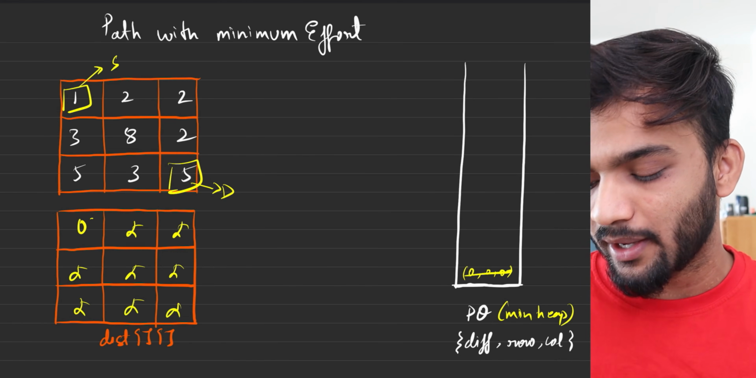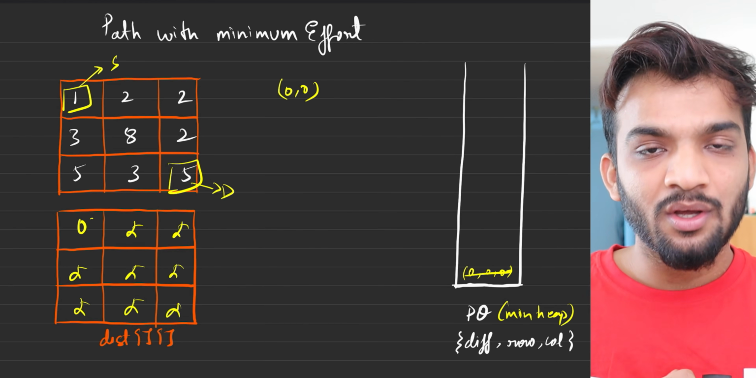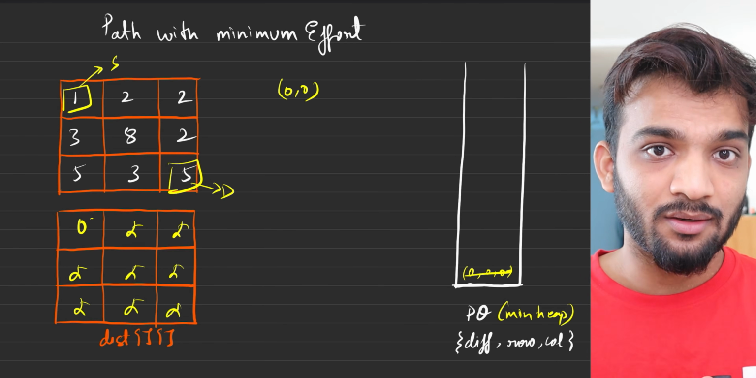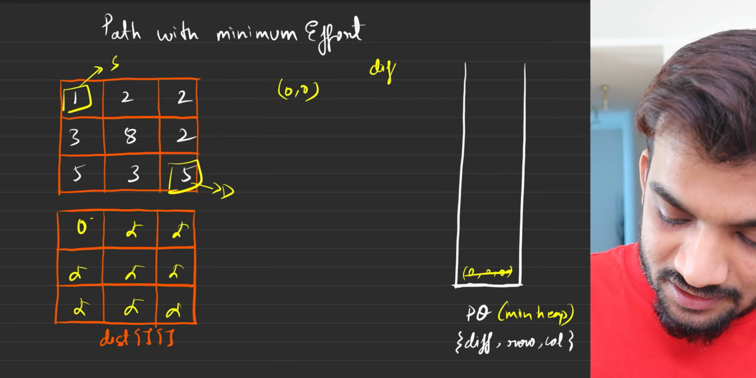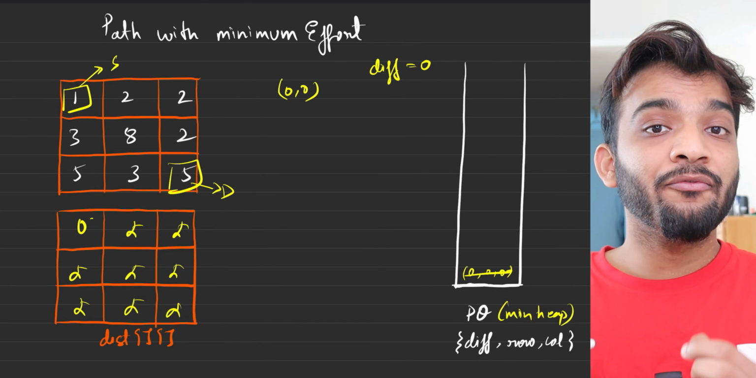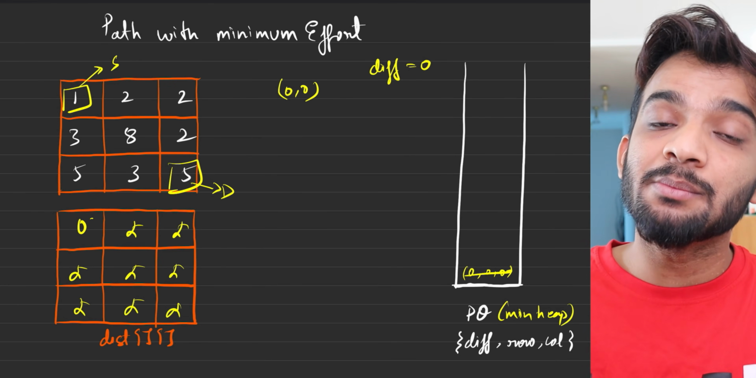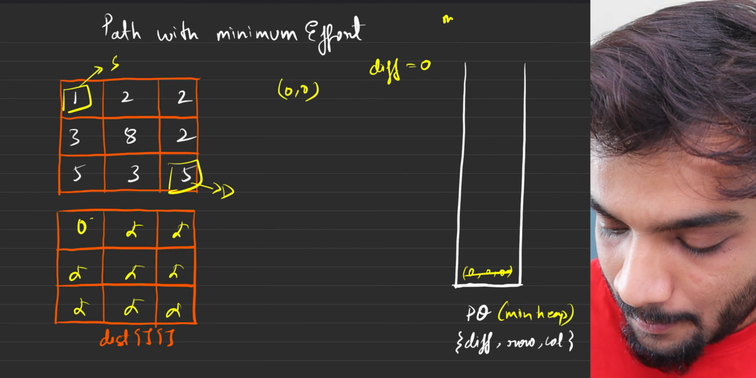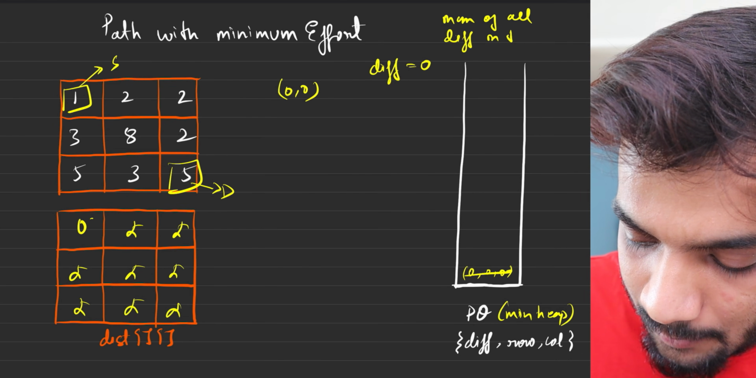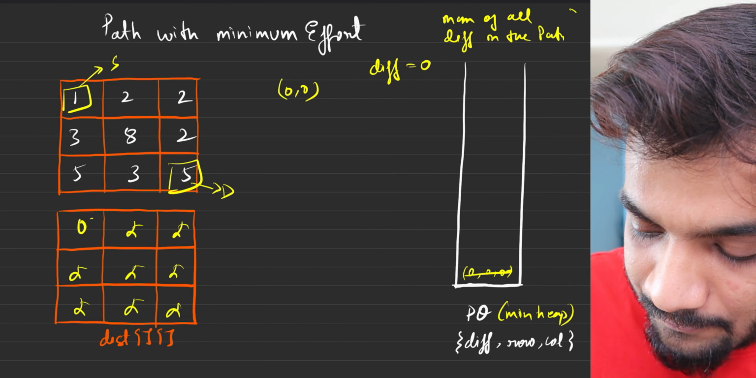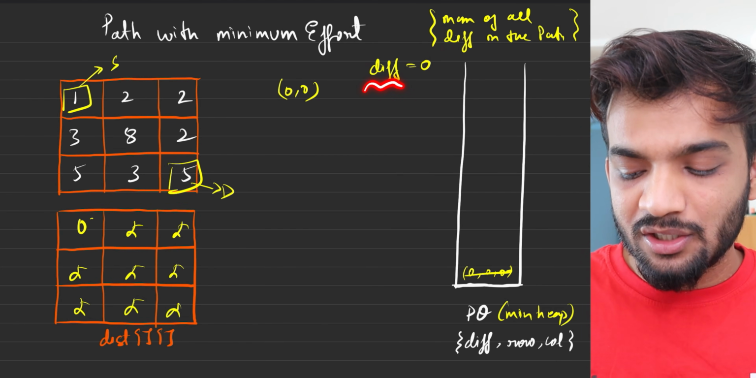Dijkstra's algorithm states, okay, I know one thing for sure. We are at 0 comma 0, and till now the difference that we have taken is 0. And we know for a path, the effort is the maximum of all differences. Remember this, max of all differences in the path. So we know this, right? So I'll keep that in mind, and I know till now the difference has been 0.